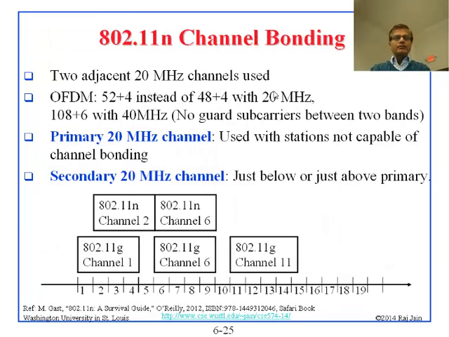Alright, so you understood how 40 megahertz comes, that you don't use complete channel 1 and 6 together. You see something is left here because they have to be contiguous. Alright.